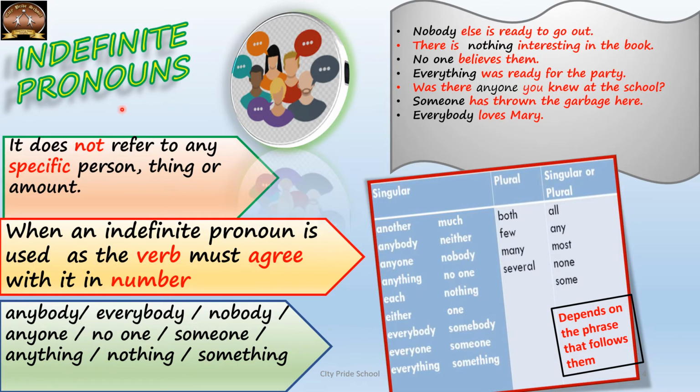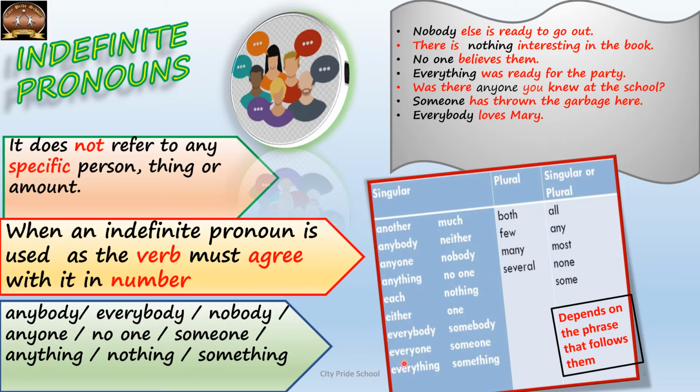Indefinite pronouns, as the name suggests, do not refer to any specific person, thing or animal. So whenever an indefinite pronoun is used, the verb must agree with it in number. The examples of indefinite pronouns are anybody, everybody, nobody, anyone, no one, someone, anything, nothing, something. If you remember, while learning subject verb agreement, we had come across these indefinite pronouns. And most of the indefinite pronouns take a singular verb.